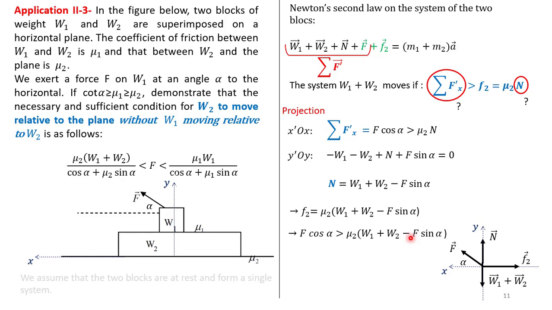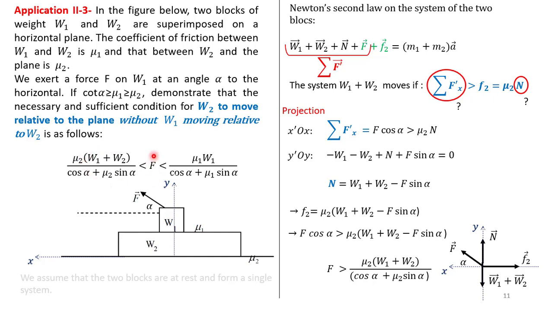If we go back to the question, they want us to find that f is smaller than a quantity and greater than another quantity. So we need to isolate f. Let's take f as a common factor. And so we will find that f is greater than mu2 (W1 plus W2) over (cosine alpha plus mu2 sine alpha). And this is the first inequality that we want to prove. So f is greater than this quantity.